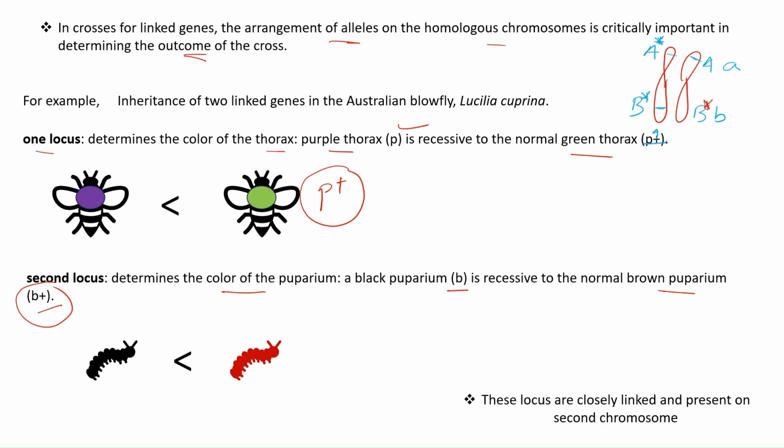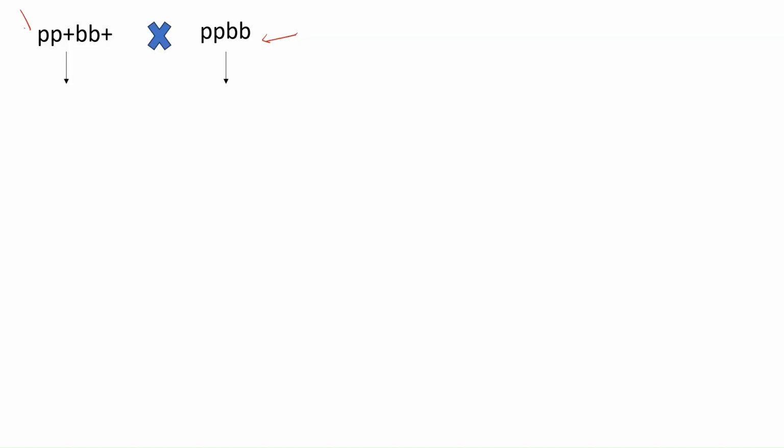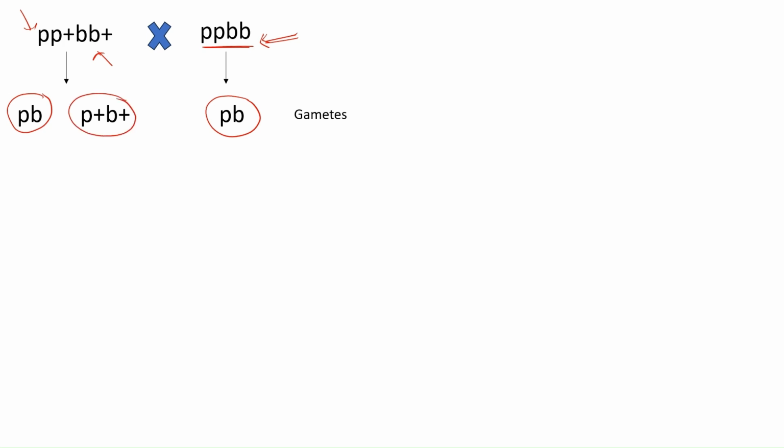These loci are linked and are present on the second chromosome. That means these two genes are tightly packed, or these are linked genes. Now suppose a heterozygote parent is crossed with a homozygous recessive parent. What will be the gametes? In case of the homozygous recessive, only one kind of gamete will be formed, small p and small b. But in case of the heterozygote, we can get two types of gametes, p b and p plus b plus.